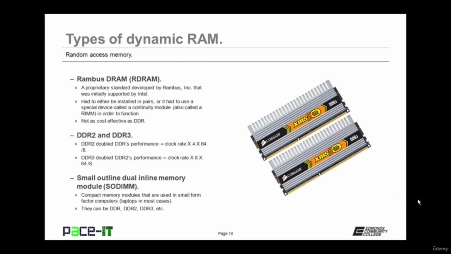Soon we're going to see DDR4 and DDR5 being common, but not quite yet. Then there's small outline dual inline memory modules, SODIMM. These are compact memory modules that are used in small form factor computers, like laptops in most cases, and in tablets. Now, SODIMM can be DDR, DDR2, or DDR3, all depending upon the manufacturer.